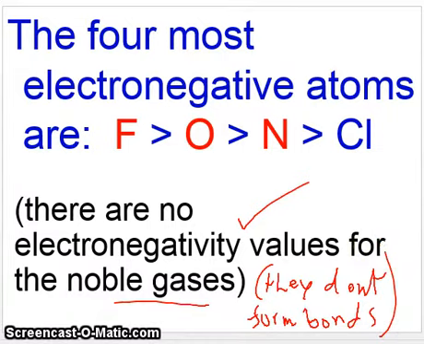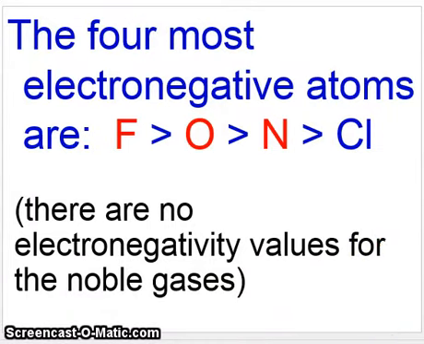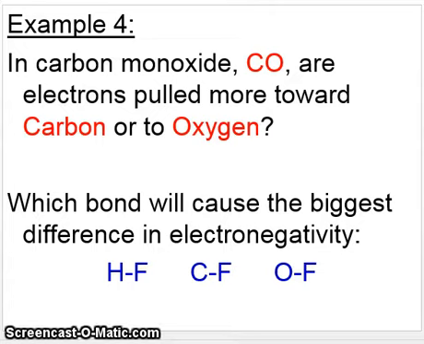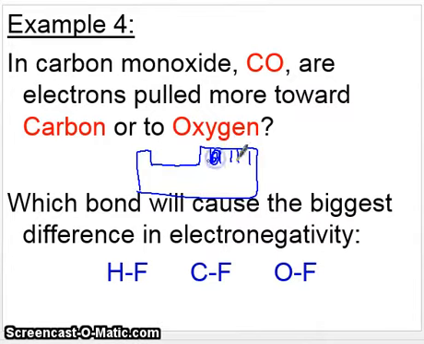Okay, so why don't we take a look at an example problem, and we'll finish with this. The question is, in carbon monoxide, are electrons pulled more toward oxygen or more toward carbon? Well, for this, let's ask which is more electronegative, carbon or oxygen. If you take a look at the periodic table, here is carbon, and here is oxygen. So because oxygen is more to the upper right, oxygen is more electronegative, so oxygen will grab the electrons more for itself when they decide to bond.